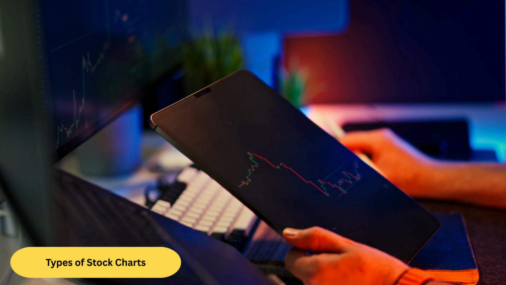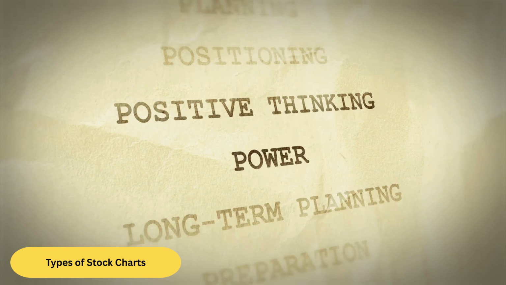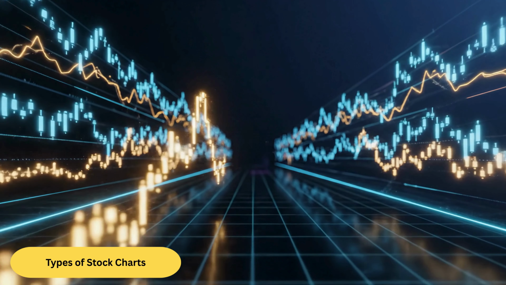Types of stock charts. There are three main chart types. 1. Line chart. Connects closing prices with a line. Clean and simple, but hides important details. Good for long-term overview. Not good for detailed analysis. 2. Bar chart. Shows open, high, low, close. More data. Harder to read for beginners. 3. Candlestick chart. Best for beginners. This is the most popular and most powerful chart type. Why? Because it visually shows strength of buyers, strength of sellers, market emotions. From now on, always use candlestick charts.